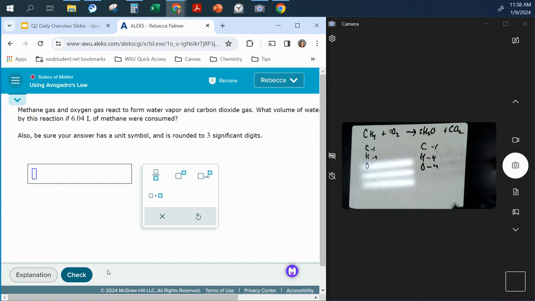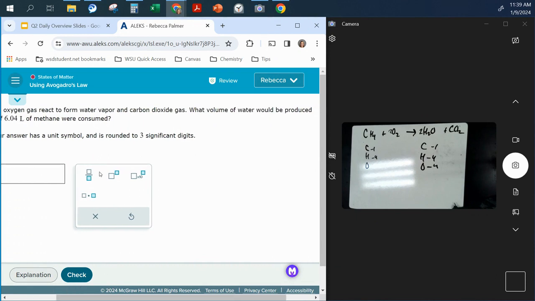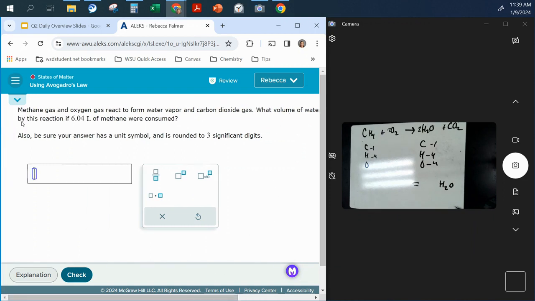Okay, and then this one is like the mole to mole problem, but with volume. So it says, what volume of water? So I'm going to write that down. What am I looking for? I'm looking for water. How much volume of water would be produced by this reaction if 6.04 liters of methane were consumed? So the chemical equation is relating how many moles of methane to how many moles of water. 1 mole of methane for 2 moles of water.